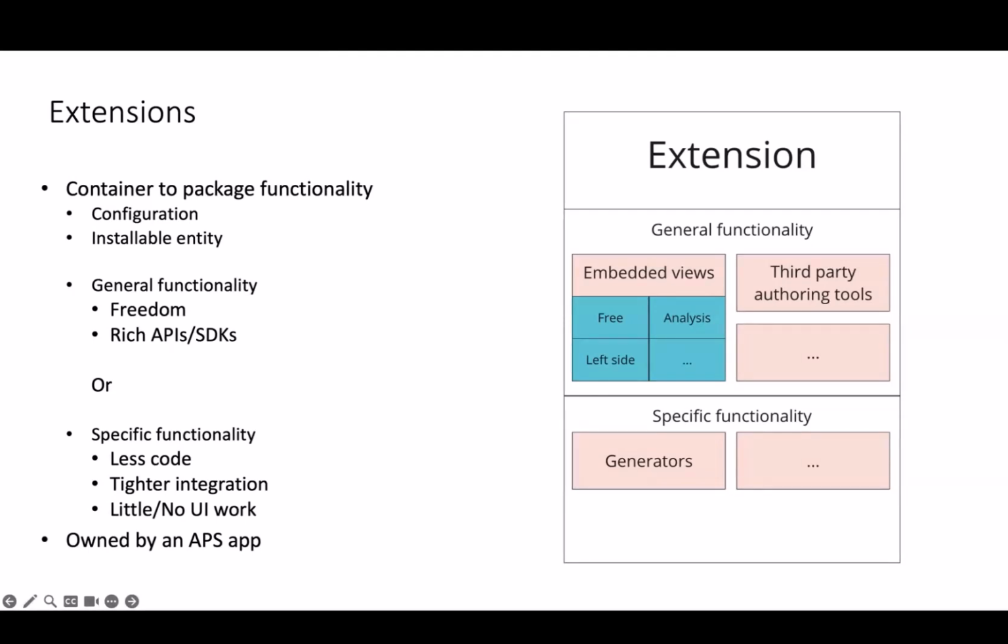When you're building functionality, there are two different ways of thinking. You can either focus on building generic or general functionality, and the main focus here is that we try to give you as much freedom as possible. We're trying to make the APIs, or the SDKs, as rich as possible.